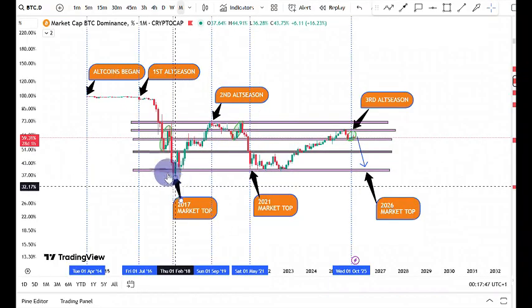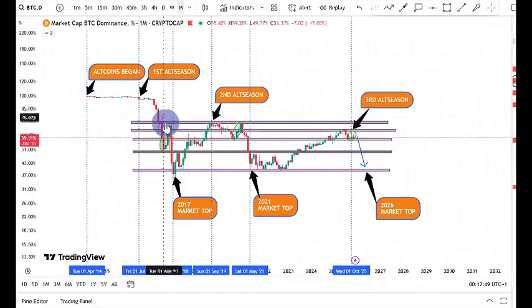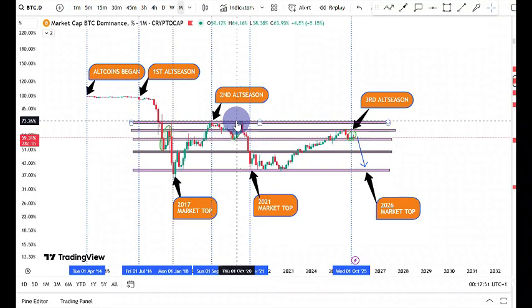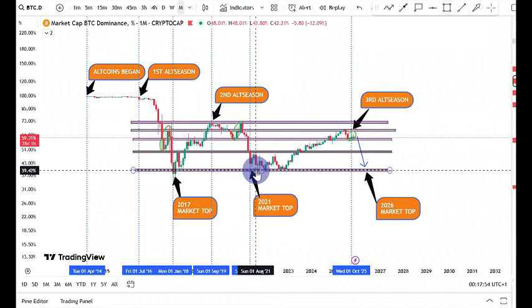This was the 2017 top. Until we saw the dominance fall, the top was not in.